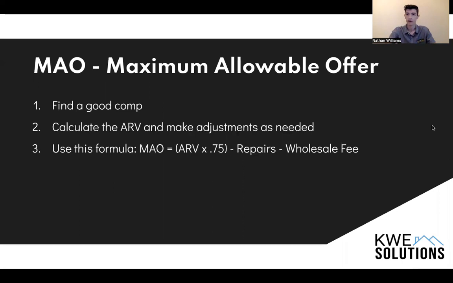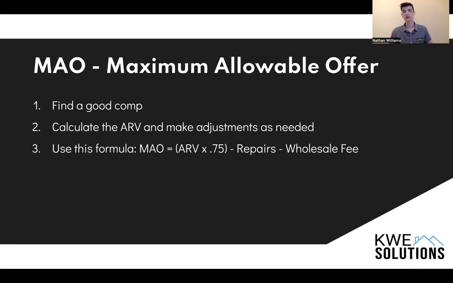Right here, I've got three things that you're going to need to calculate your maximum allowable offer. Number one, you're going to have to find a good comp. And you can go check out our other video on comping to figure out how to do that. And second, you're going to have to calculate the ARV, the after repair value, and make adjustments as needed.